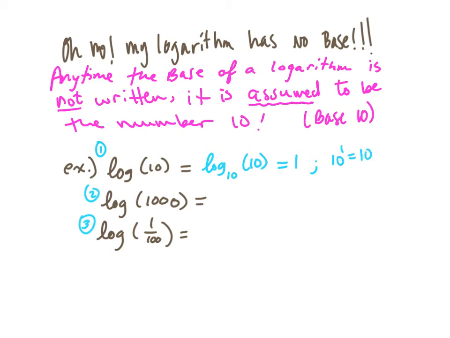Yeah? Okay, so for the next one, it's saying log base 10, there's a hidden 10 there, of 1,000 should equal what?